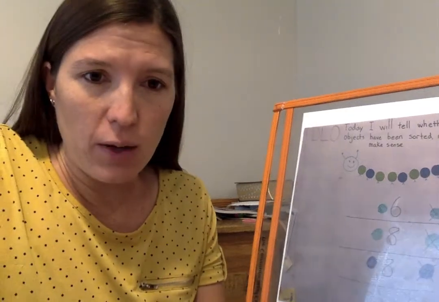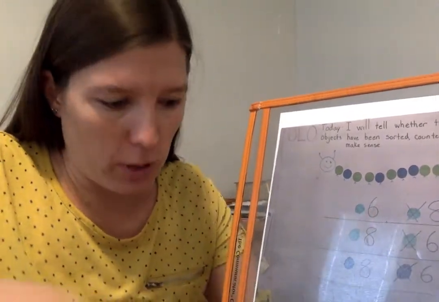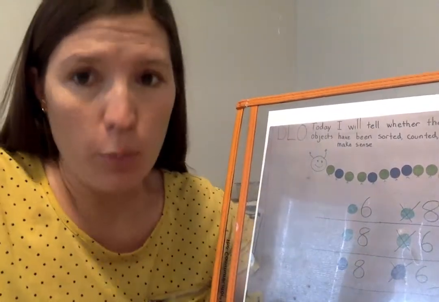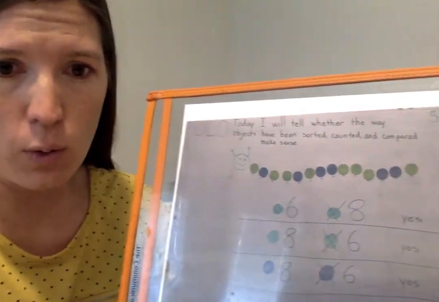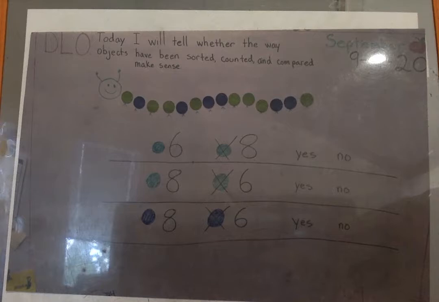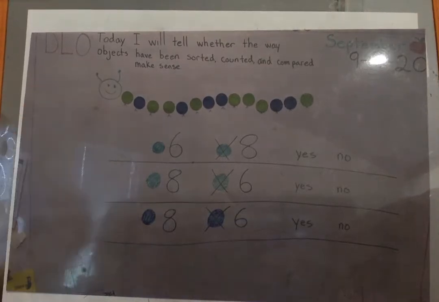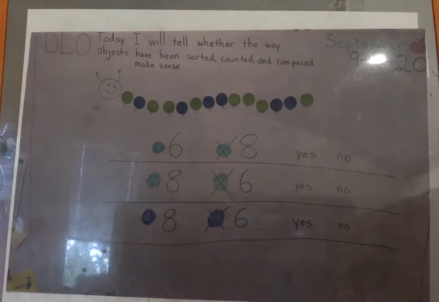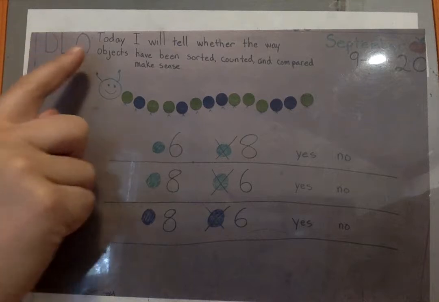I have printed out what I wrote on the board. I just ran out of time this morning at school. So I'll put this in front, but I'm here, and then we'll go over each section. So first we'll start with our DLO, our daily learning objective.